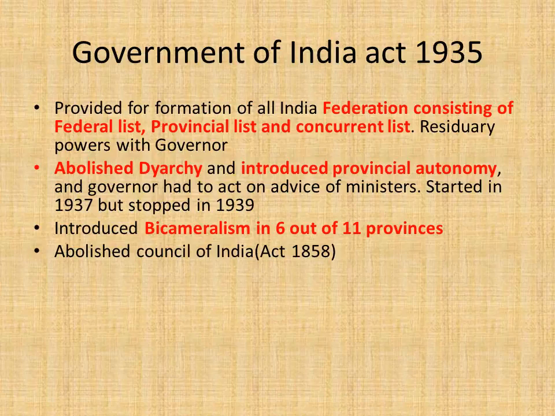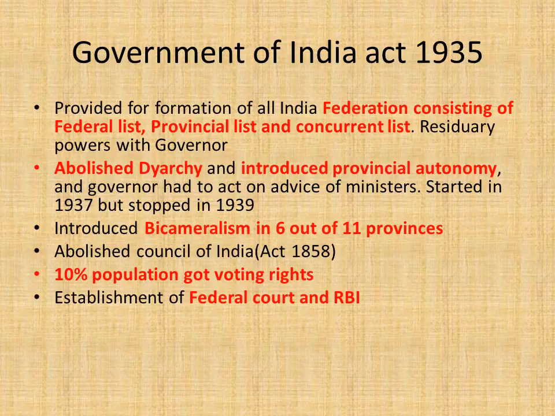So you must remember this thing, that in provinces it was introduced in 1935, while in case of center it was introduced in 1919. Secondly, it abolished the Council of India. This Council of India was established by the Act of 1858, but now it was abolished. 10% of the population got voting rights.